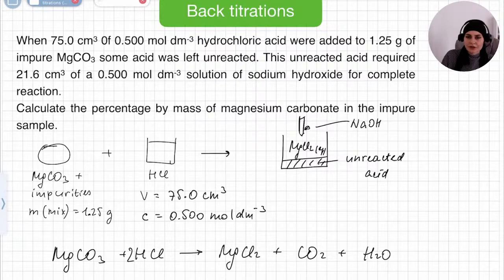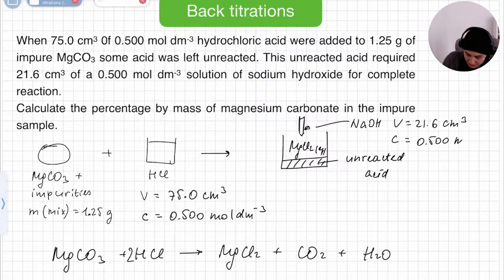Magnesium chloride does not react with NaOH. They titrated well, so we assume that it doesn't react, and NaOH only reacts with the acid. So this is the titration, and we know everything about NaOH. We know its volume, which is 21.6 cubic centimeters, and we know its concentration, which is 0.5 mole per cubic decimeter.